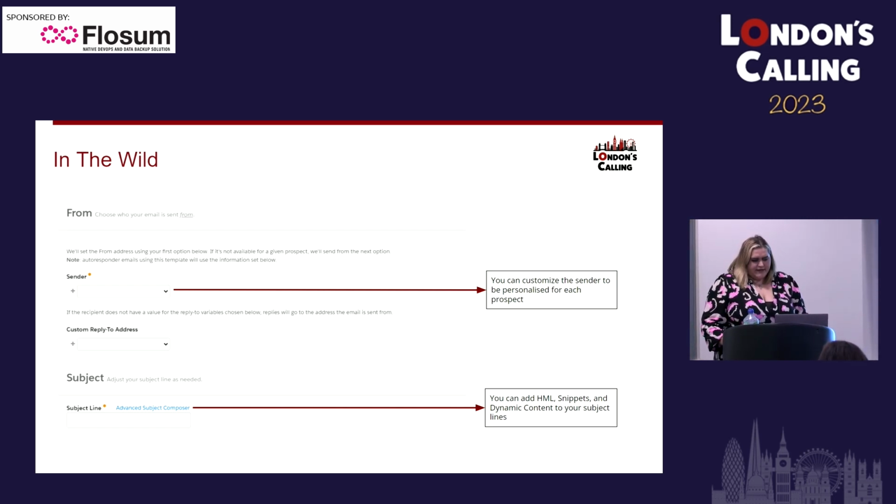We also have our subject box, obviously not to be neglected, not to have no subject in it, to avoid those SOS scenarios. But we can also add HTML snippets and dynamic content to our subject line with the advanced subject composer. So something to bear in mind there, we don't need to just be dynamic in our emails themselves, we can also put that into the subject.